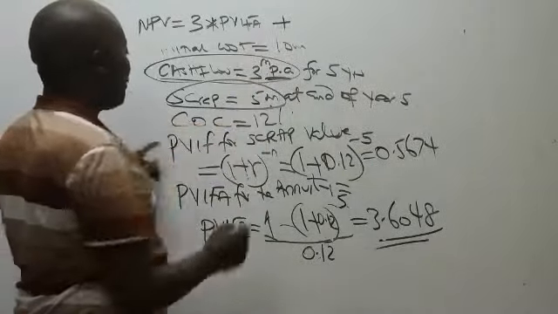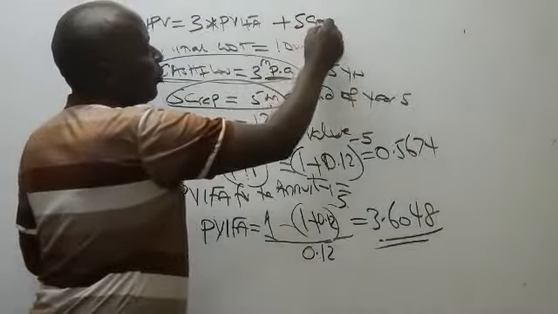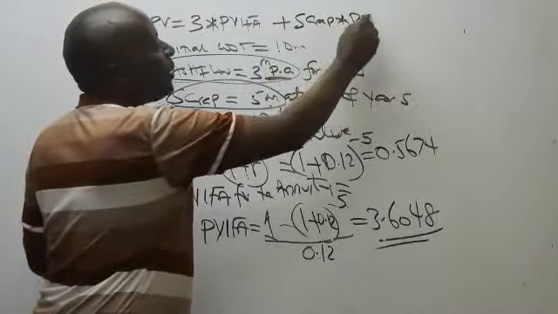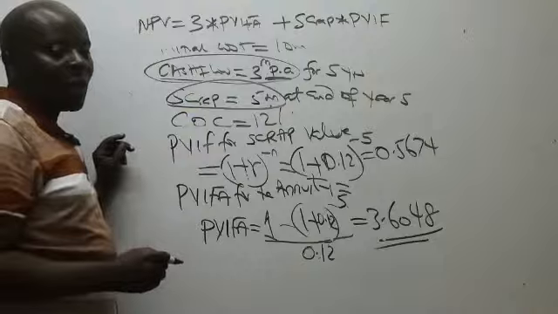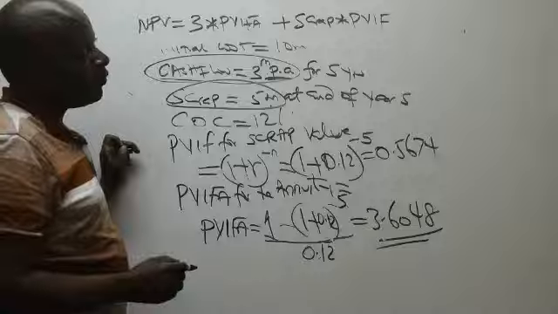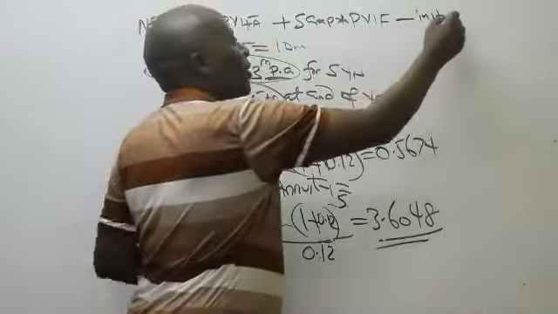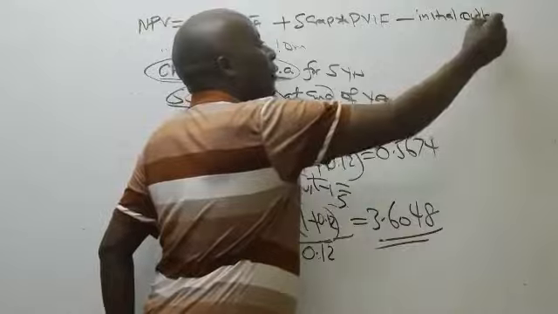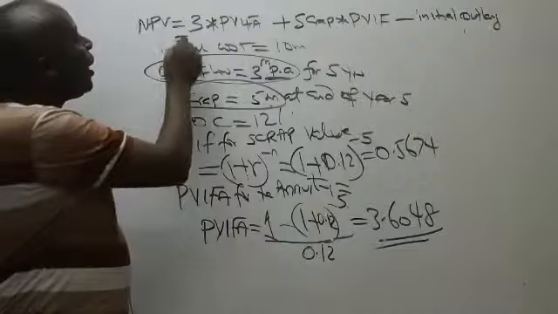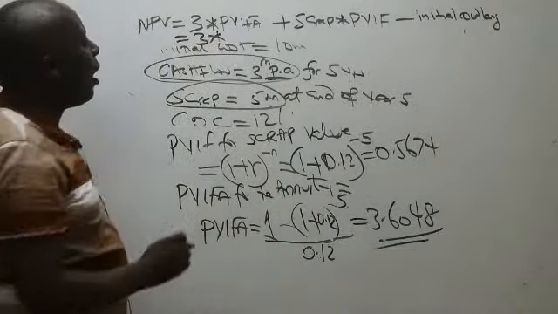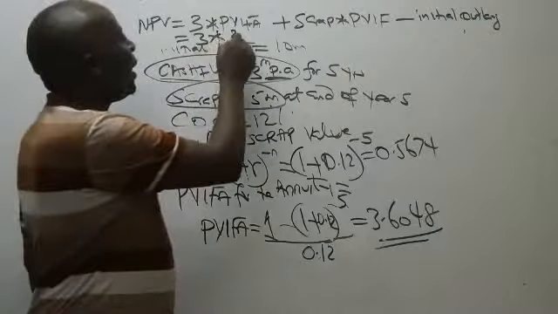Plus, we have the scrap. I would rather write this in full for your revision. Scrap is a one-off figure that will multiply with what we call PVF, minus the initial outlay. So ladies and gentlemen, this is what we have: 3 times PVFA, and PVFA, you gave me a figure of 3.6048.